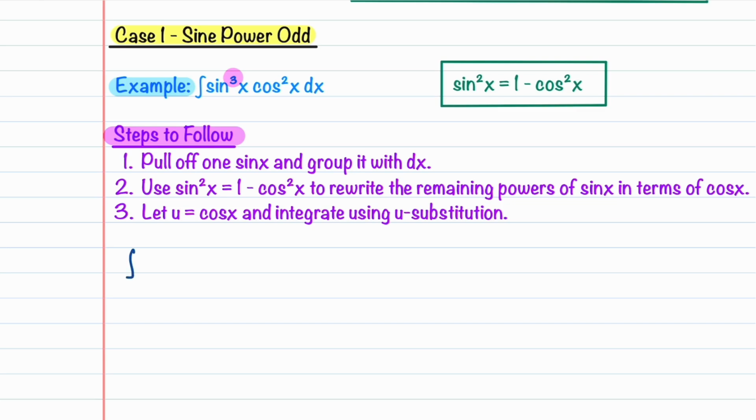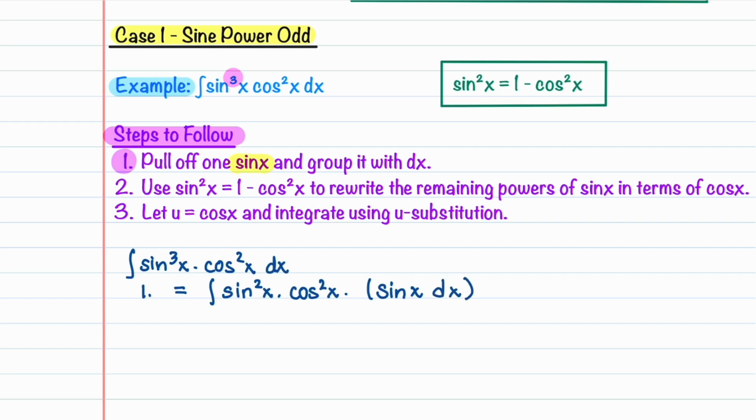We're going to integrate sin³x times cos²x dx. Step 1 is to pull off one sine and group it with dx. Let's do that. If we pull off one sine, we're going to have sin²x left, so we have sin²x times cos²x, and then the sine that we pulled off, we're going to group with dx.